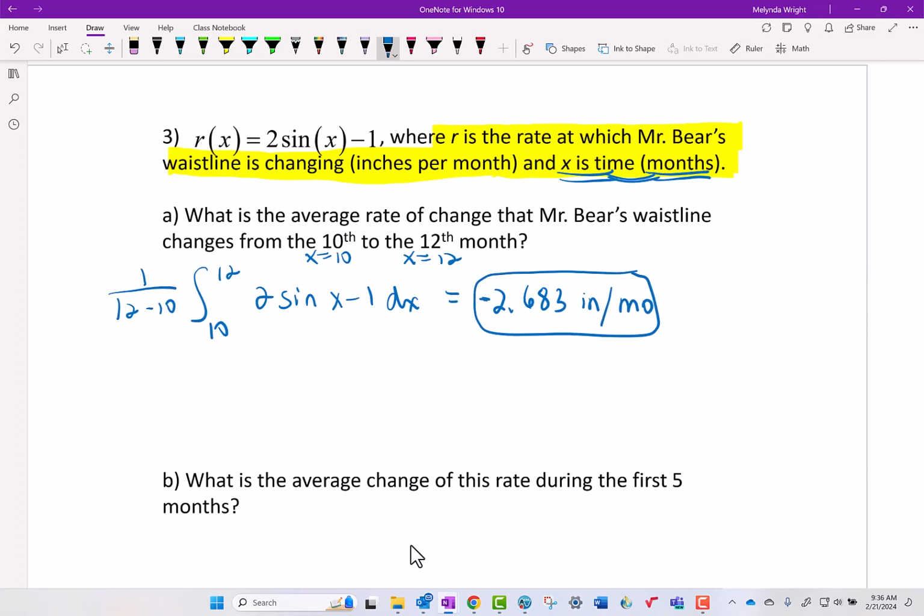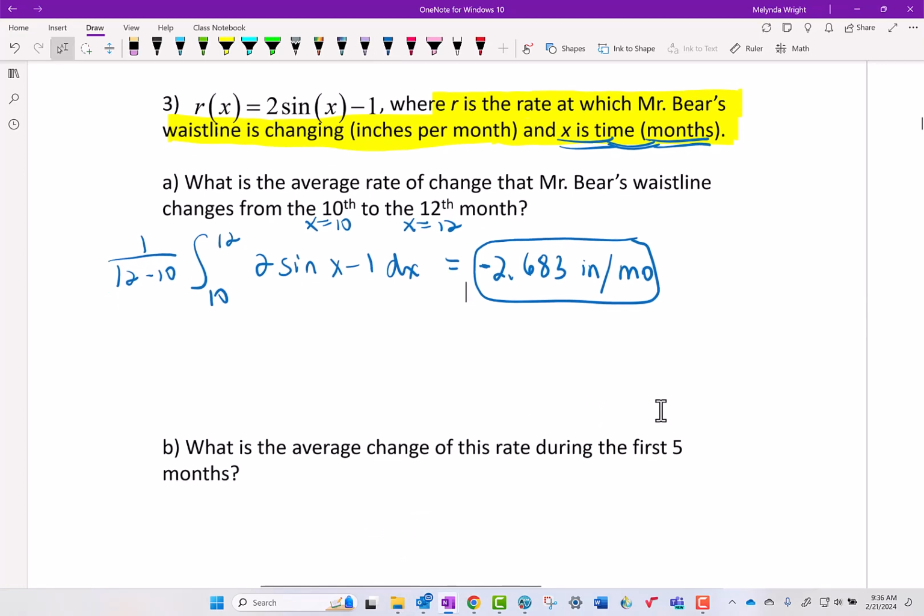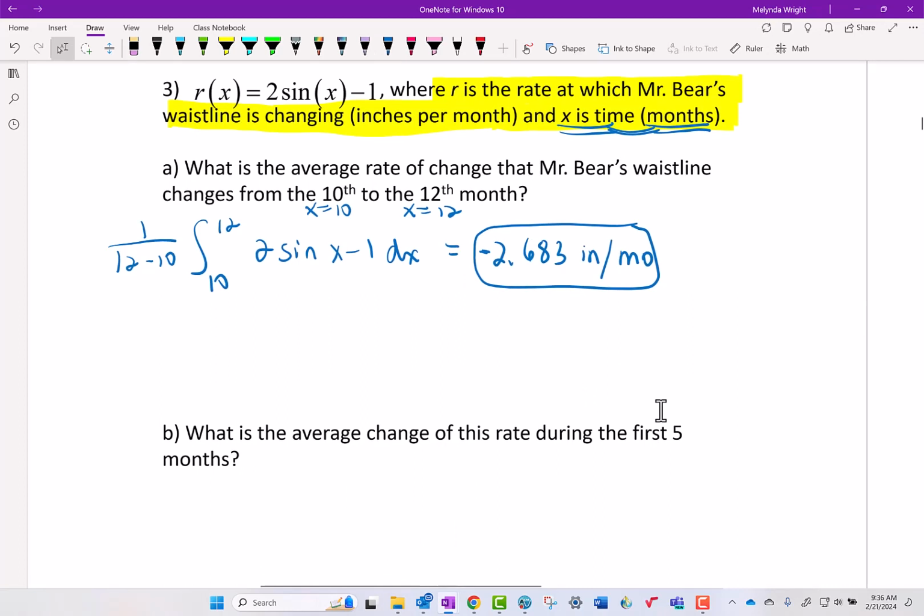Okay, are we okay? All right, what is the average change? Oh, look at this. They're being tricky. What is the average change of this rate? That's worded weird, isn't it? The average change of this rate. They want the rate of the rate. You with me? The change of the rate, which is crazy.